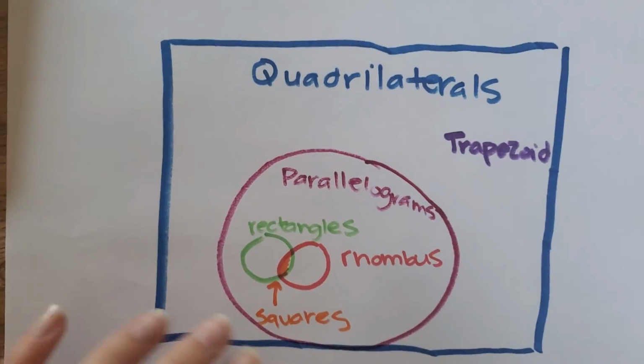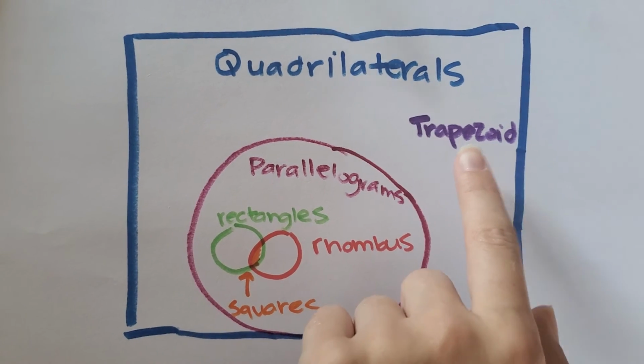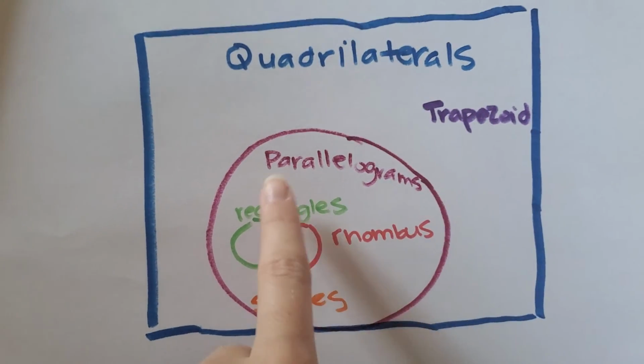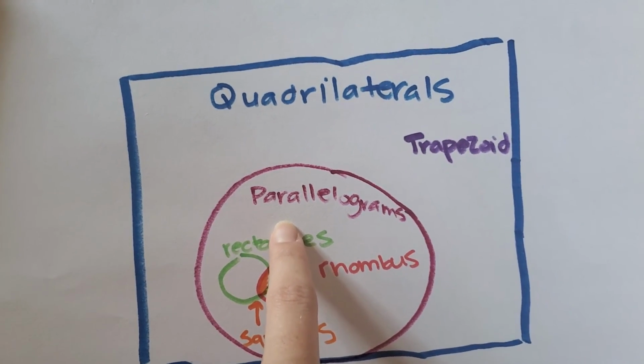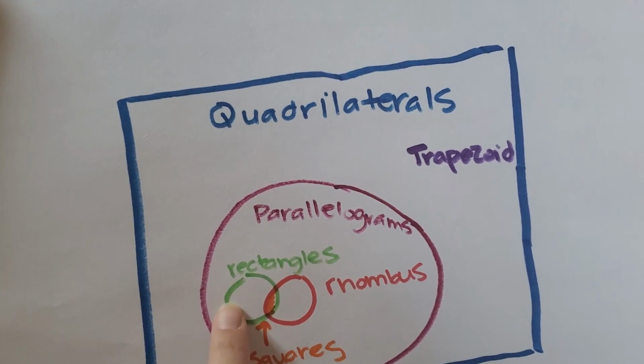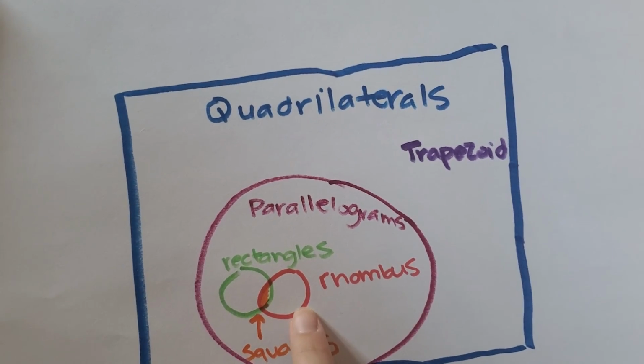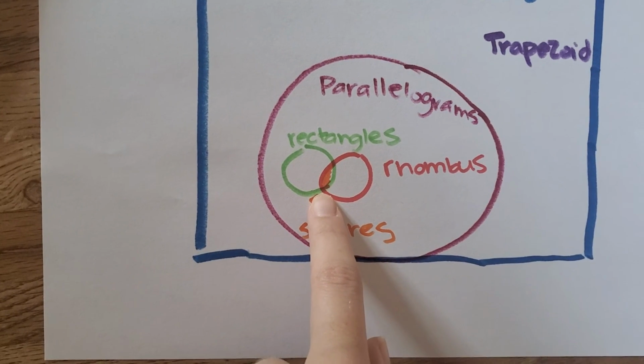Let's look at this representation one more time. We have our quadrilaterals, four sides; trapezoids, one set of parallel sides; parallelograms, two sets of parallel sides; rectangles, all right angles; rhombuses, all equal side lengths; and in the middle where they intersect is our squares.